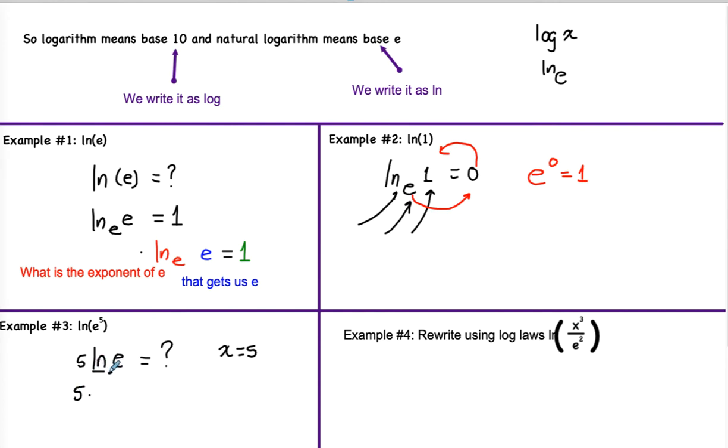What is the exponent of e that gets me e? 1. 5 times 1 is 5. Hopefully, if you can take the shortcut that I started with, life would be better. So rewrite using logs. Now, just because I say log laws does not mean base 10, because we are working in base e.